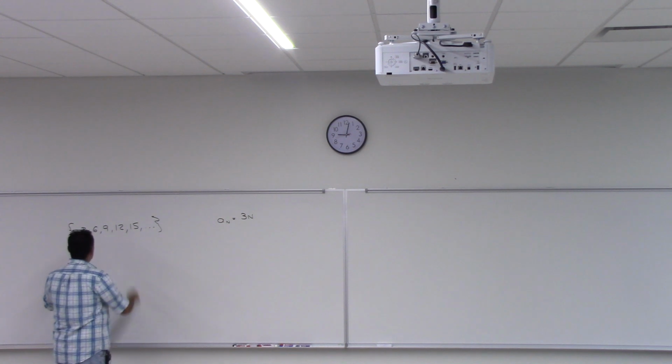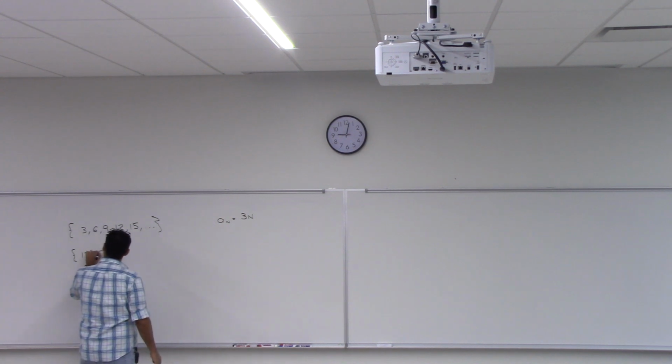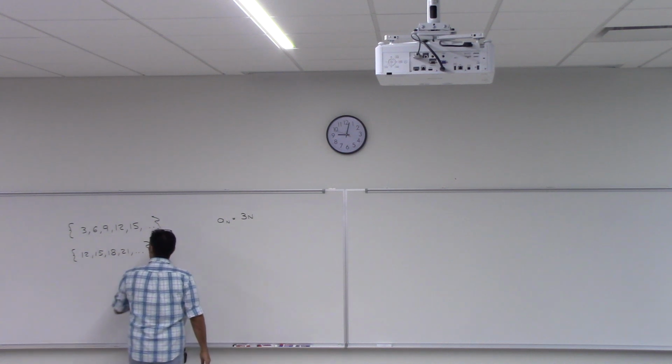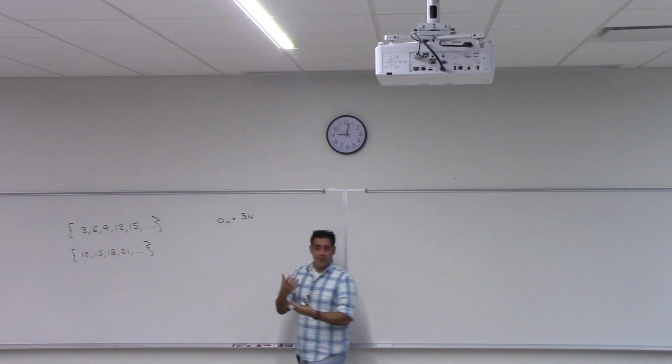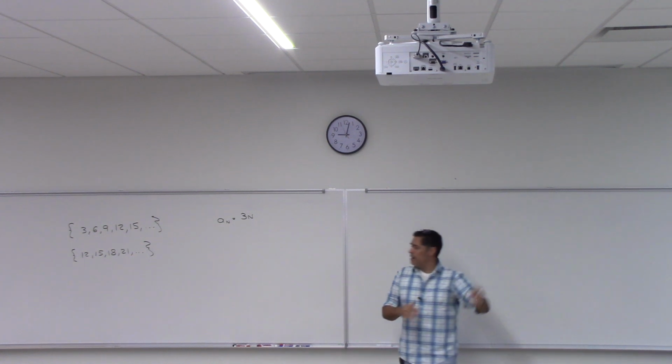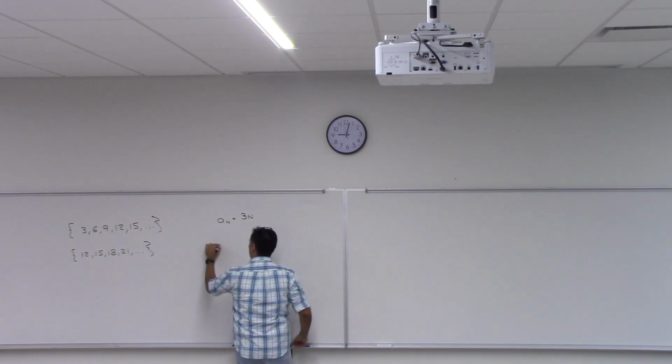Then I can try and do a different one where I shift this sequence over. Like let me start at 12 instead. 12, 15, 18, 21. And now if I want to do that, again, I notice they each grow by 3, right? Add 3, add 3, add 3. They're all multiples of 3. The problem is this formula won't work.